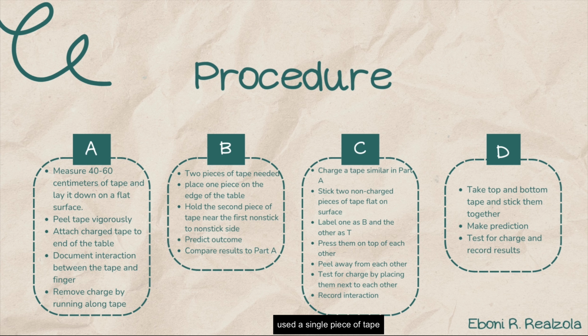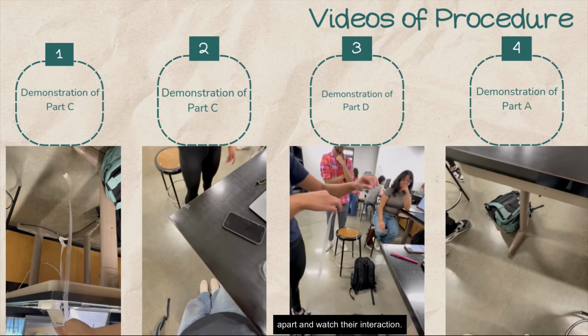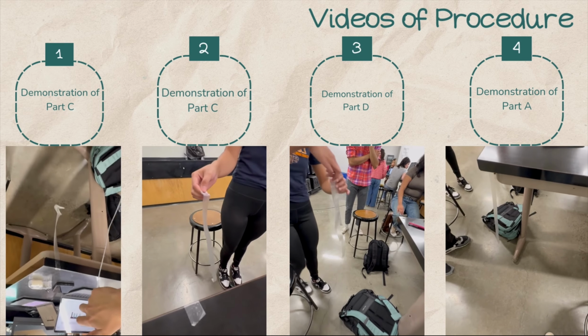we used a single piece of tape and 2 non-charged pieces, and we put them flat on the table, and we labeled the 2 non-charged ones T and B for top and bottom so we knew which side to stick them together. Then after that, we peel them away from each other and test their charge with the charged piece of tape we prepared earlier. And then we removed the charge and then put them next to each other to test the interaction. And lastly, for Part D, we stuck the same 2 tapes together to then take them apart and watch their interaction.